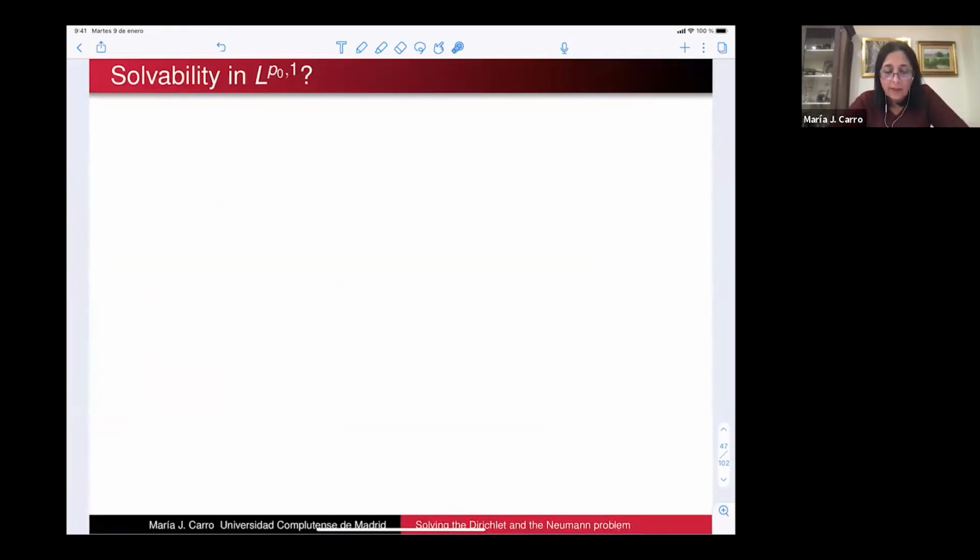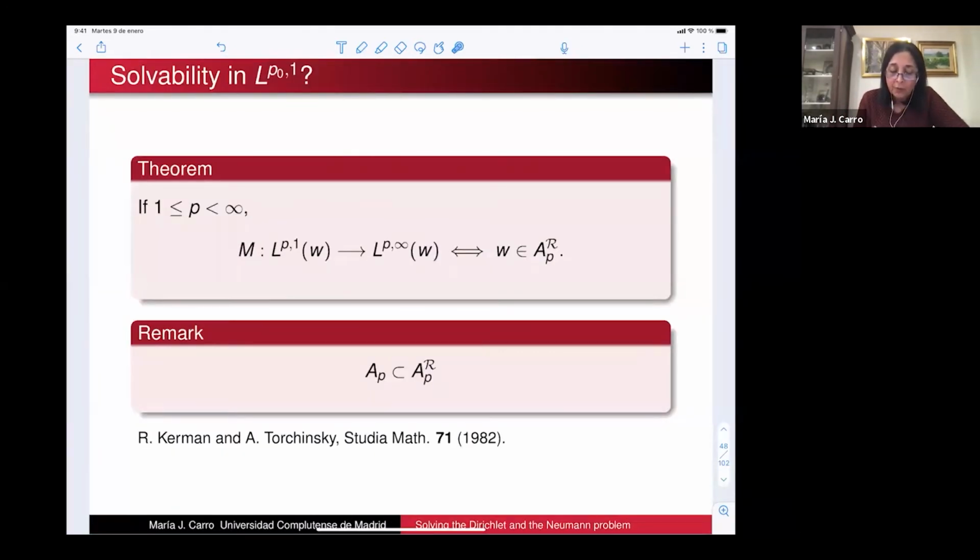Okay, so let us try and see if we can solve the Dirichlet problem in the smaller space LP1. To this end, we need to study the boundedness of the maximal operator from LP1 into weak LP. This boundedness was already known in '82 by Kerman and Torchinsky, and they completely characterized the weights for which this boundedness happens. This class is called the restricted AP class. I will define it in a moment. The important thing is that this class is of course bigger than the class AP. So maybe a weight is not in AP, but it might be in APR.